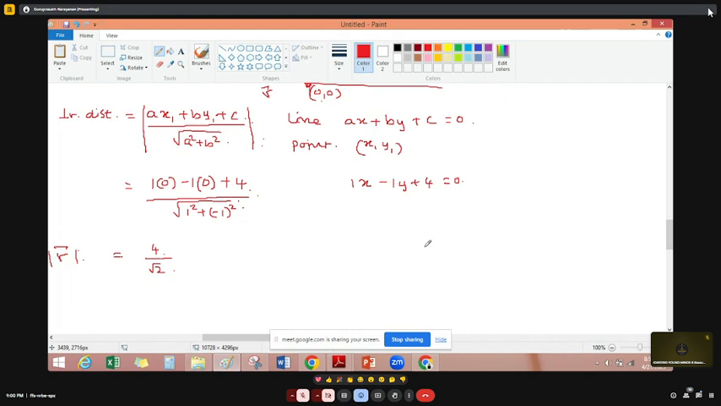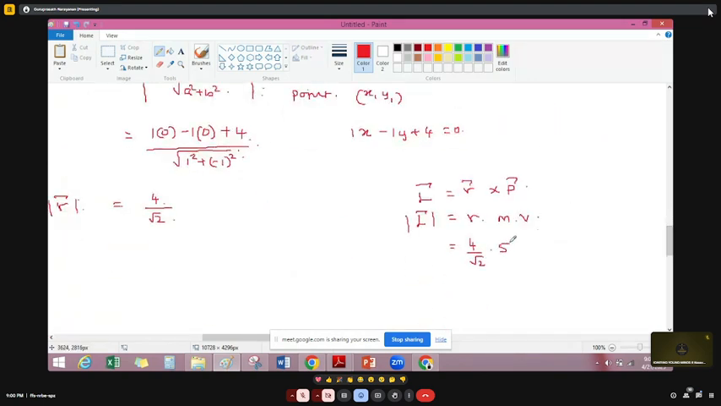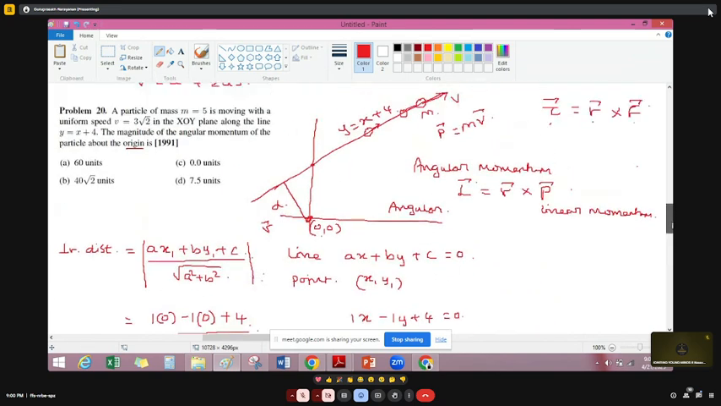That means the angular momentum is equal to r cross p, but they are asking you to find the magnitude. So r into m into v. R is 4 by root 2. Mass is 5 kg, I think, 5 kg and 3 root 2. Root 2 cancels. So 15 into 4, 60. And this is angular momentum. So 60 units.